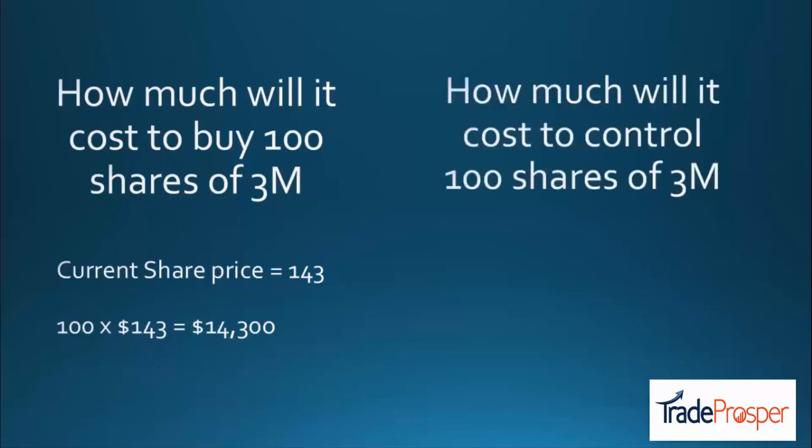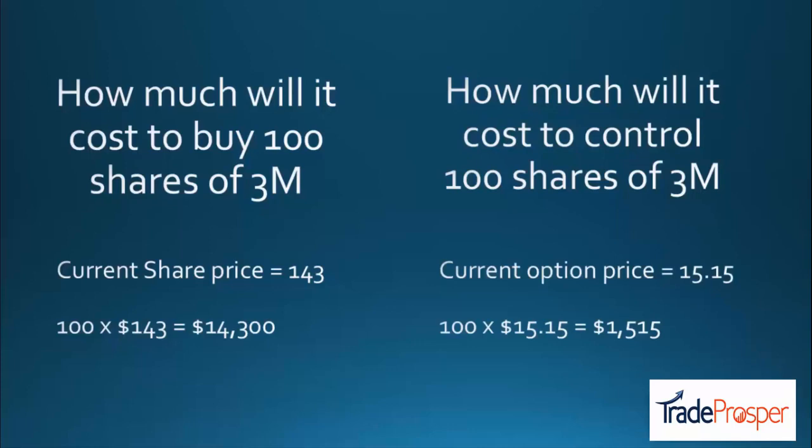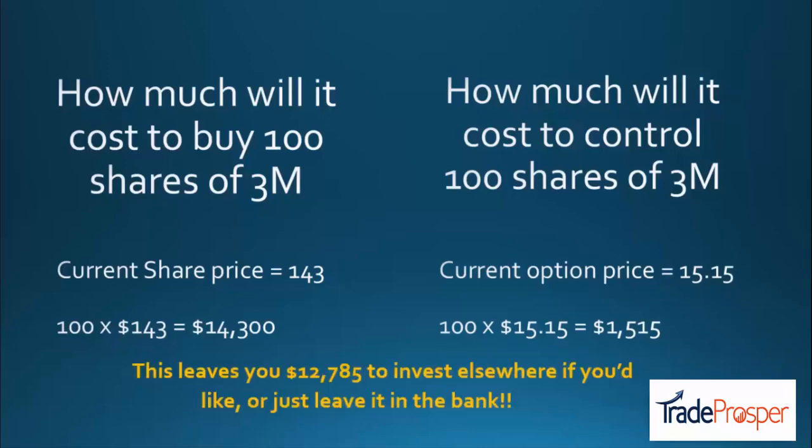Now let's compare that to buying the option on 3M. So in other words, we just control 100 shares of 3M. The current option price being $15.15, 100 shares of that will make the investment $1,515. That's an amazing difference, because think about it. You now have $12,000 that you can invest anywhere else in the market. Or if you want, just leave it in the bank. Again, it shows you the power of the strategy in the sense that a far smaller amount is needed to control the same amount of shares.